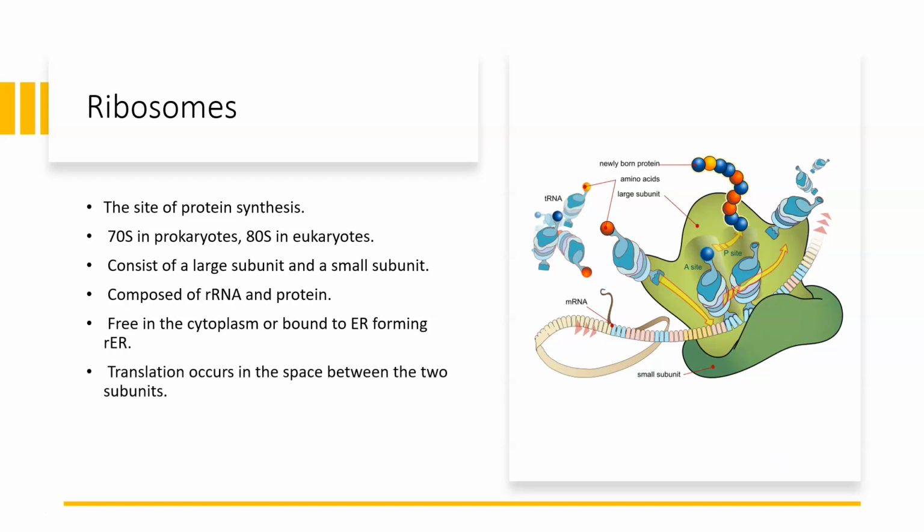Translation occurs in the space between the 2 subunits. So you see how we said we've got that large subunit and the smaller subunit. Translation occurs in the space between the 2. We've got 3 binding sites for the tRNA. So tRNA coming in with its amino acid. There's 3 different binding spaces in here. We've got A, P, and E. So you've got binding site A, binding site P, and binding site E.